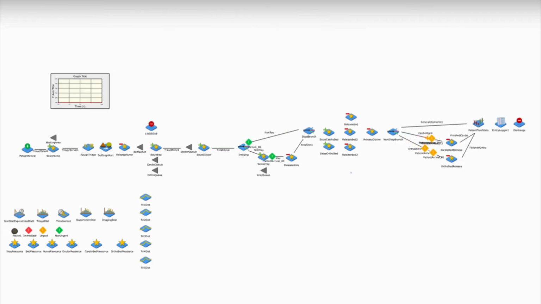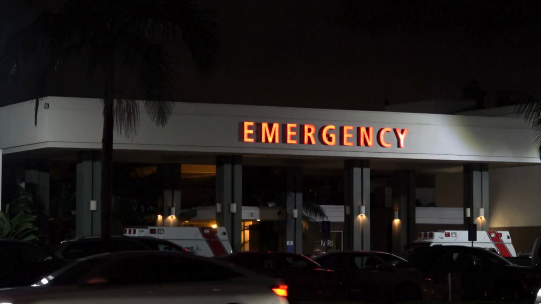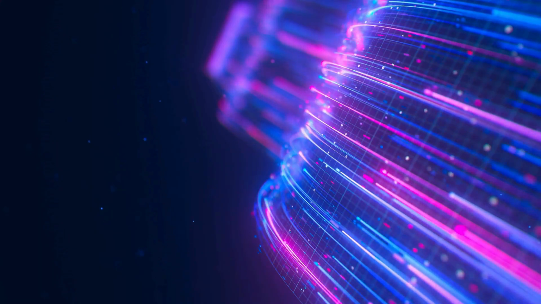Along the way, distributions govern arrival rates, triage levels, treatment times, and routing decisions, while resources constrain capacity at every step. Together, these elements capture the complexity of a real emergency department, letting us measure performance, identify bottlenecks, and test improvements in a safe, virtual environment before applying them in practice.